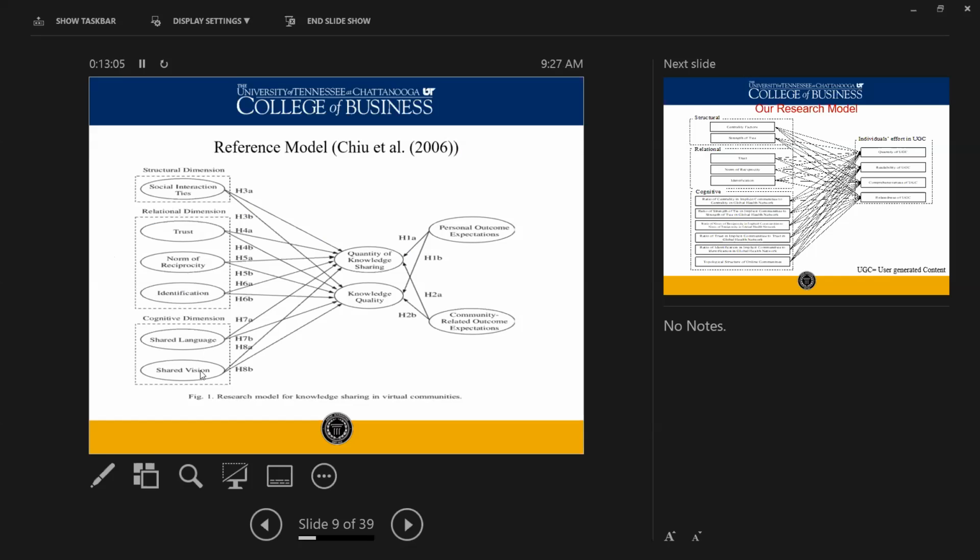And the cognitive dimension is the shared language, whether all the members of the community share a common language. And when we talk about language, we're really not meaning English or Chinese, we are meaning the language of that discipline, language of that interest. So if we are talking about a medical cardiology social community, whether all of them share the same cardiology language, and whether they all have the shared vision. And so these factors contribute to the quantity of the knowledge shared in these communities and the quality of the knowledge shared.